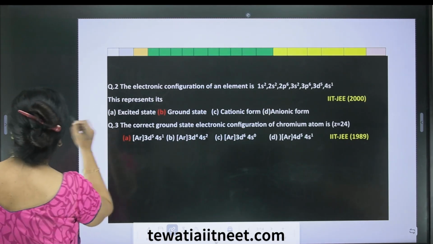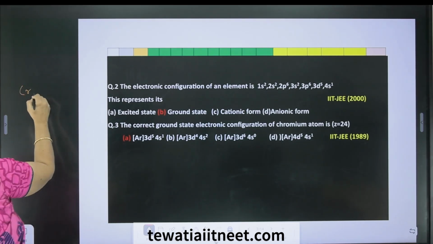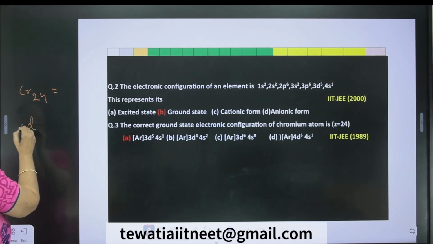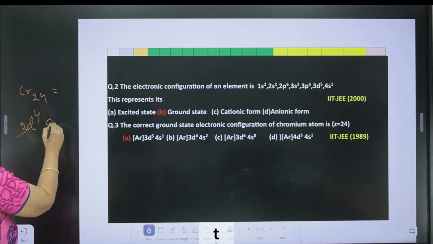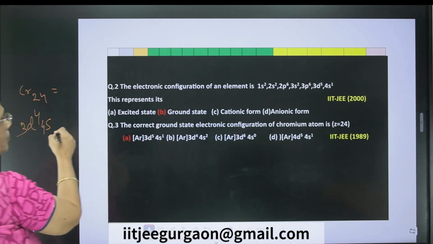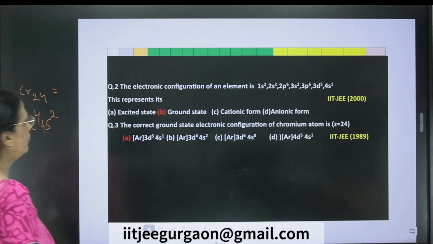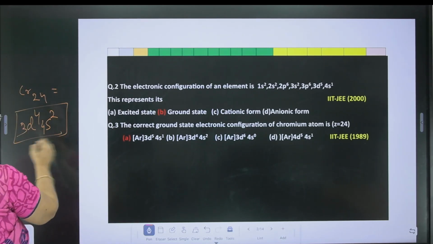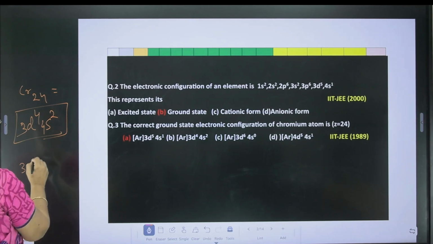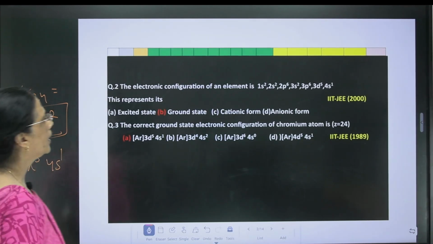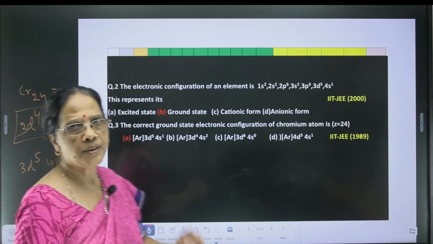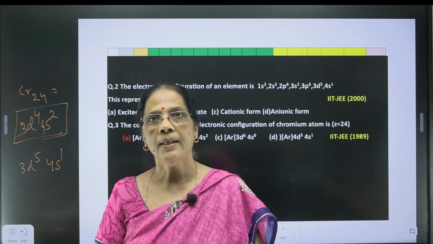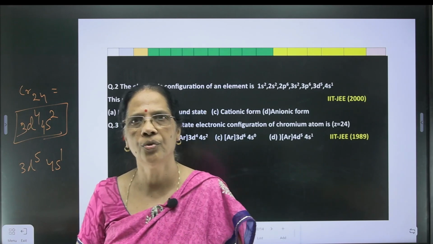For chromium 24, its electronic configuration would actually be coming to be 3d4, 4s2, but if you see the ground state, it is not so; it is a 3d5 and 4s1 system. Why is it so? Because this 3d5 and 4s1 system is more stable than the other one. Now, the question is why it is more stable? It is due to the exchange energy.